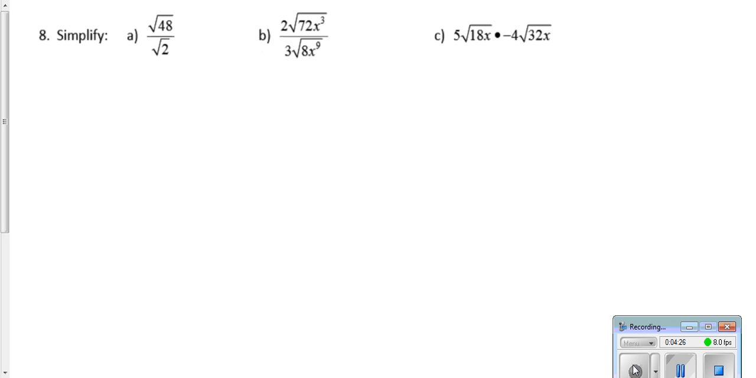Alright, so now we're simplifying C. We have 5 times the square root of 18x times negative 4 square root of 32x. So we know that we need to first simplify the radicals. Okay? So we take a perfect square out of 18. Yes. 9 times 2. Okay? 9 is a perfect square. Remember, when we break out of jail, only one makes it out.